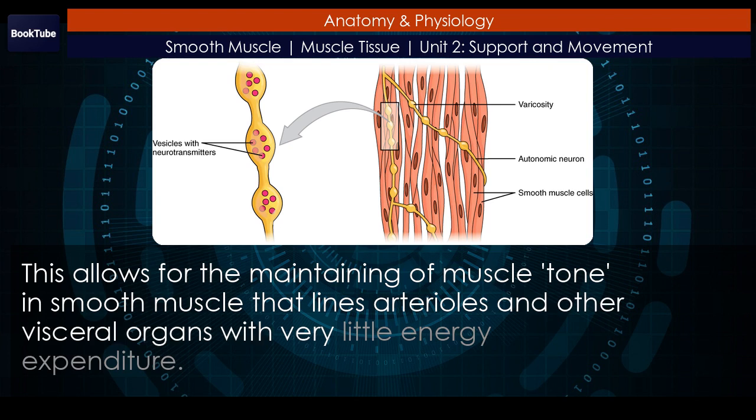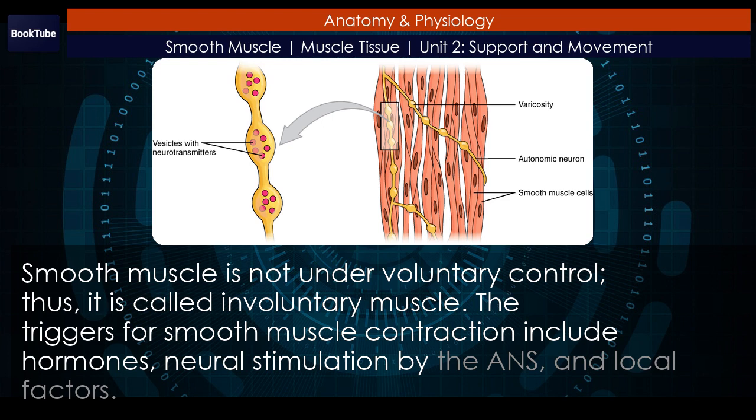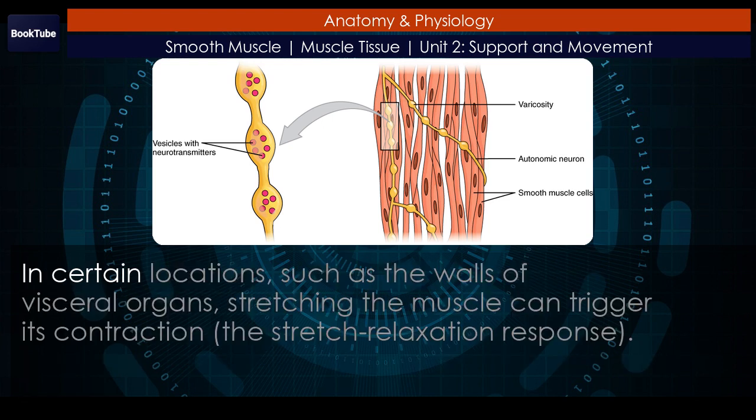Smooth muscle is not under voluntary control. Thus, it is called involuntary muscle. The triggers for smooth muscle contraction include hormones, neural stimulation by the ANS, and local factors. In certain locations, such as the walls of visceral organs, stretching the muscle can trigger its contraction.